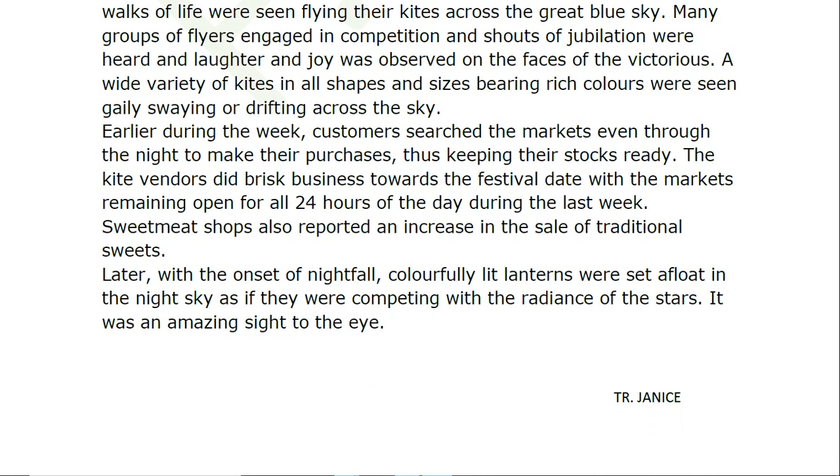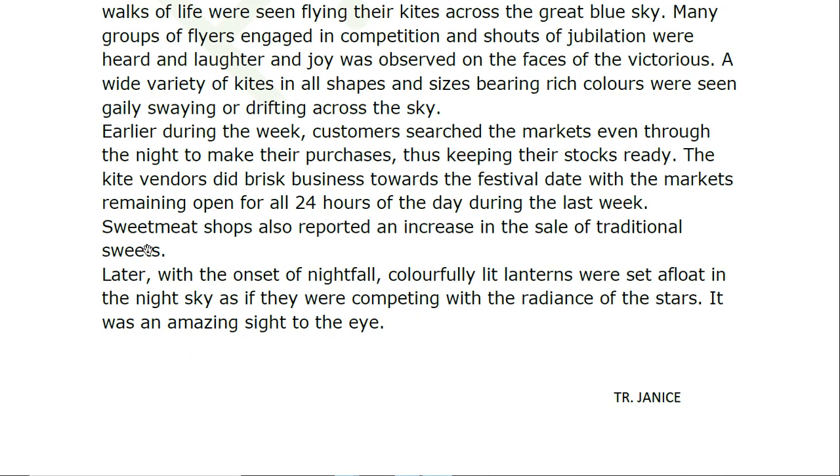Different colors, different shapes. Earlier during the week, customers searched the markets even through the night to make their purchases, thus keeping their stocks ready. So they had the whole night, the 24-hour thing. The market, and they kept all their stocks of kites in case one got cut, they had another one ready. The kite vendor did brisk business. Brisk means quick business towards the festival date. Means as the date came closer, he had more and more business, with the markets remaining open for all 24 hours of the day during the last week.